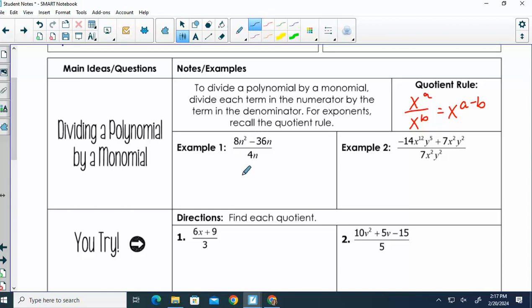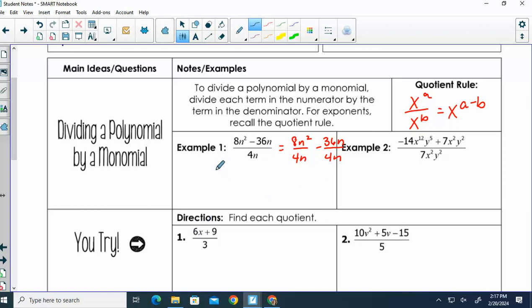Essentially, what we are going to do is divide every single term. Okay, you could rewrite this problem as each thing over the denominator. All right, so I can put each one over our denominator.